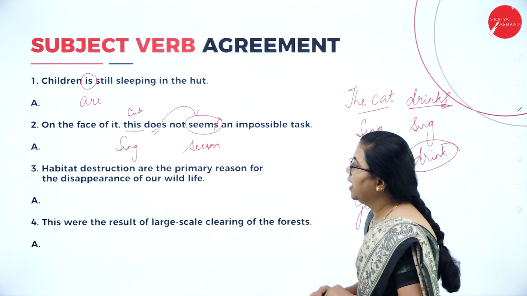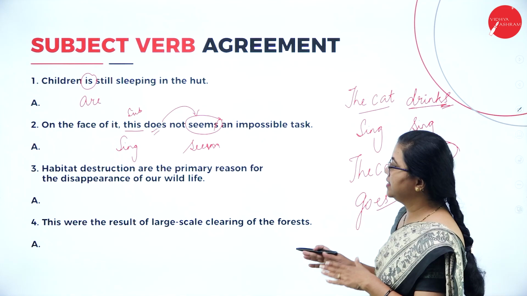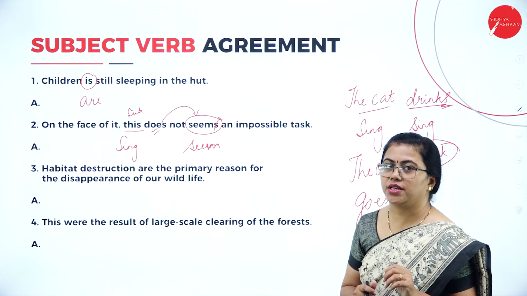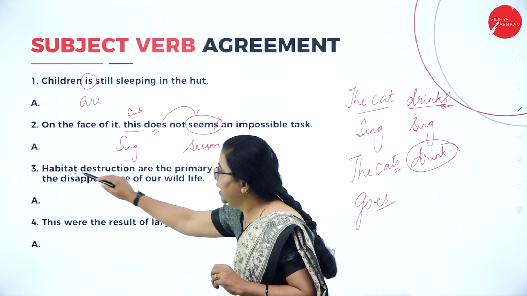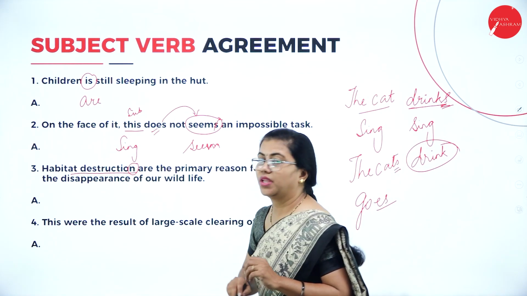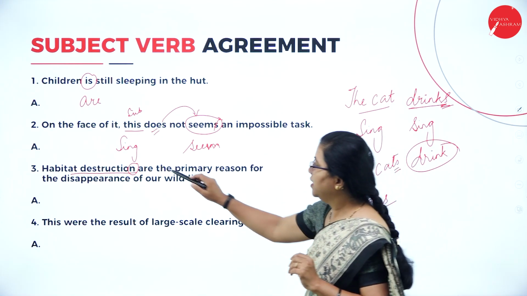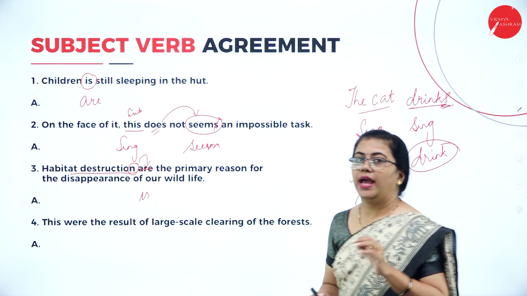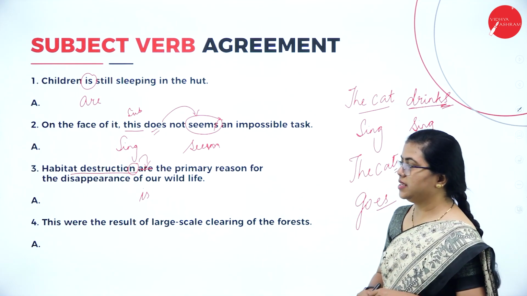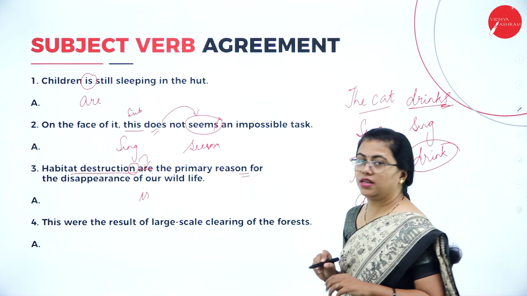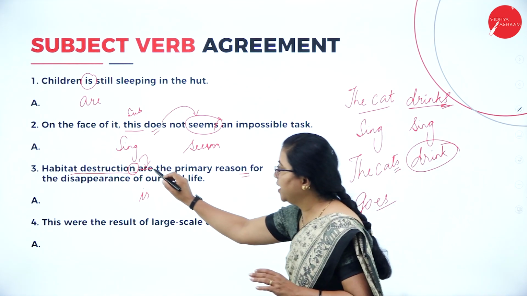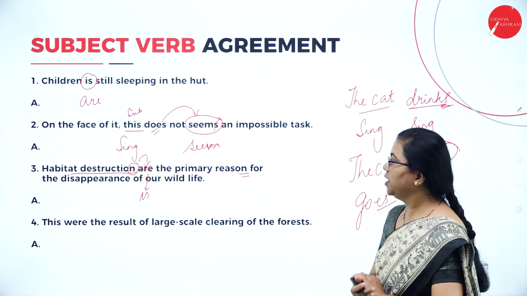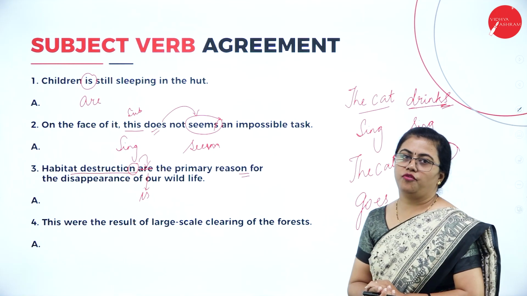Next one, habitat destruction are the primary reason for the disappearance of our wildlife. So what are you talking about here? Which is the subject? You're talking about habitat destruction, singular. No S, it is singular. So the next verb you use should be is. Habitat destruction is the primary reason, and also here you can see reason, not reasons. So obviously here it has to be is only, not are. Habitat destruction is the primary reason for the disappearance of our wildlife.